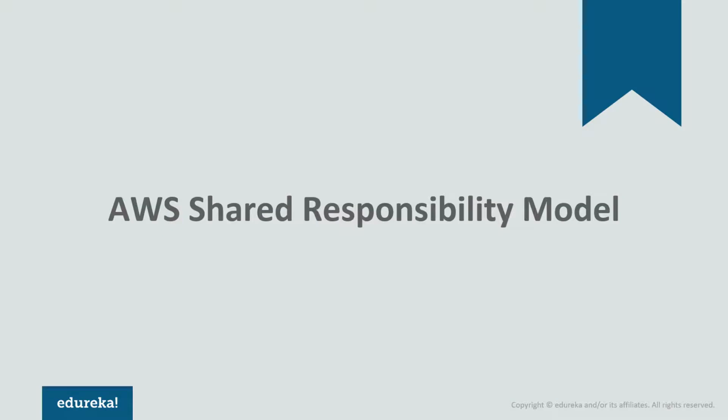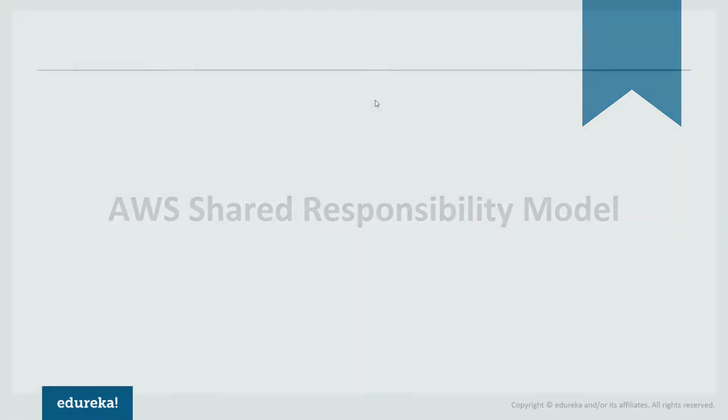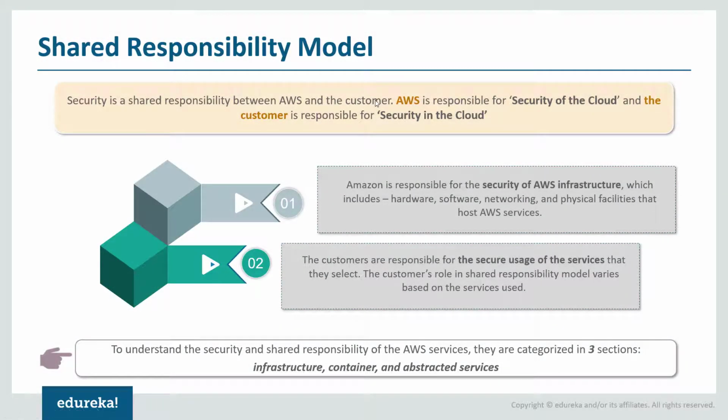Let us talk about the AWS shared responsibility model. Security is a shared responsibility between AWS as well as the customer who is using it. We always have to differentiate between security of the cloud and security in the cloud. AWS is responsible for security of the cloud and the customer is responsible for security in the cloud. Now, what does that mean? For example, AWS is responsible to ensure the infrastructure is secured, which includes hardware, software, networking, and physical facilities.